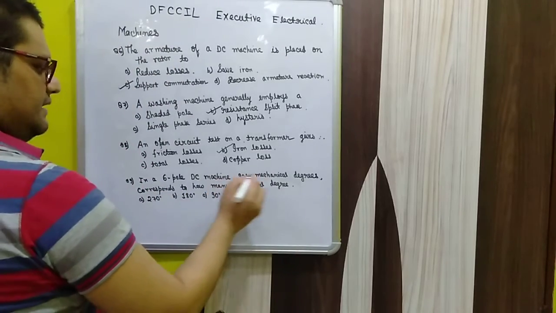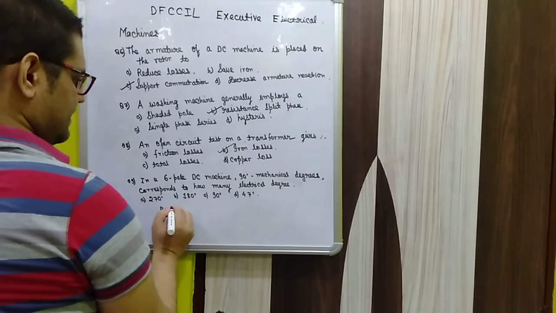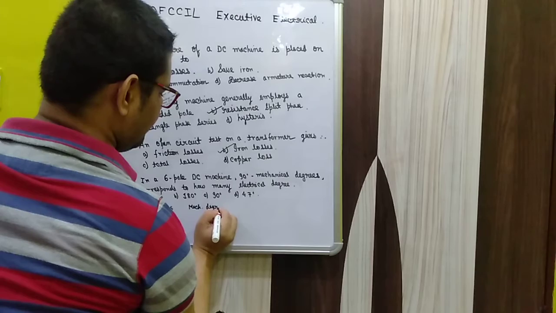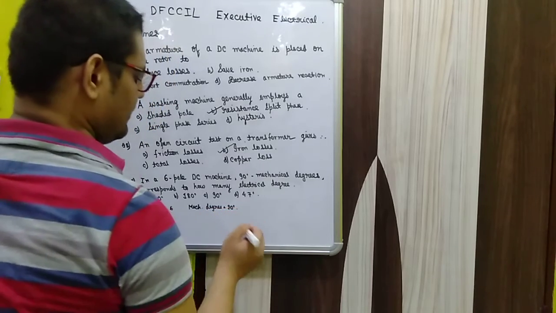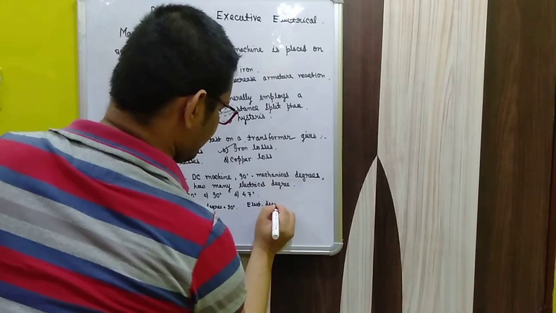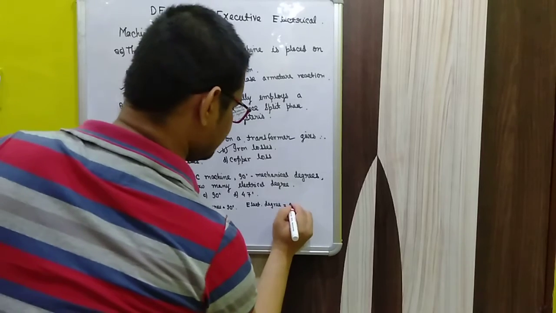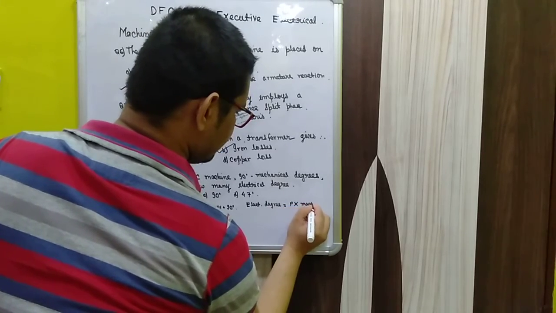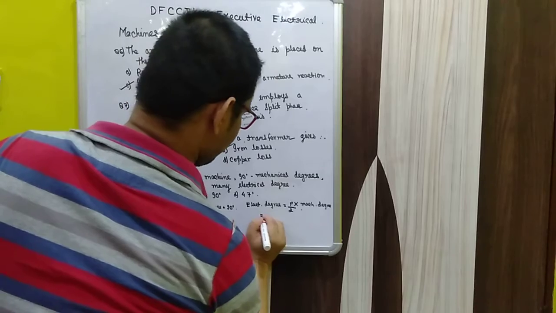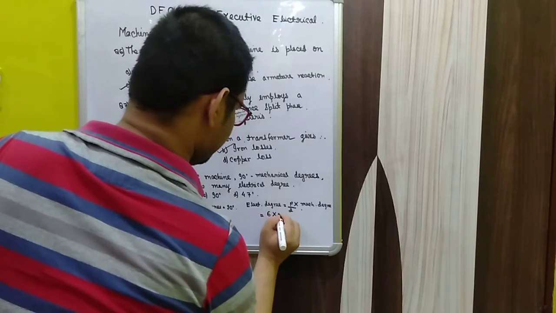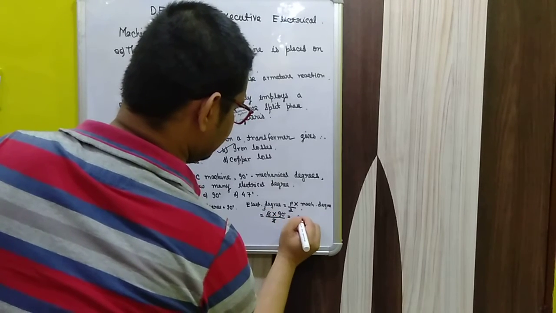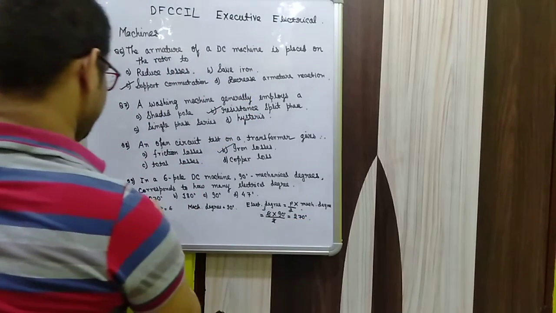So we have got in the question that pole is equal to 6, and mechanical degree given is 90 degree. They are asking for electrical degree. So electrical degree will be nothing but number of poles into mechanical degree divided by 2. So we just put the values: number of poles is 6 into mechanical degree 90 divided by 2. Just we do here 3 into 90, that is 270 degree. So 270 degree is the correct answer.